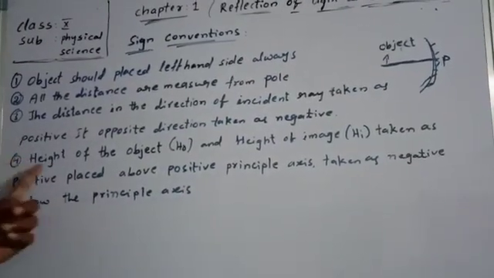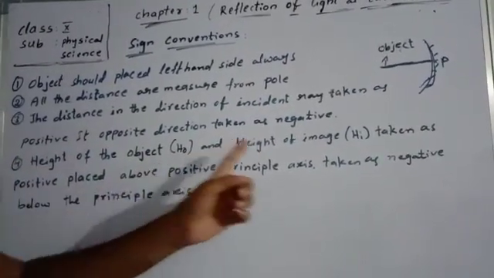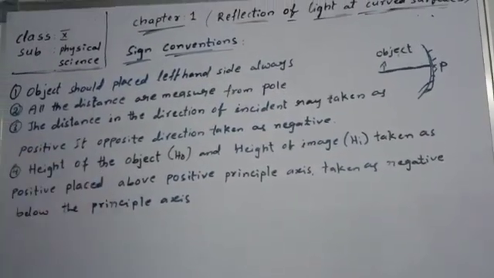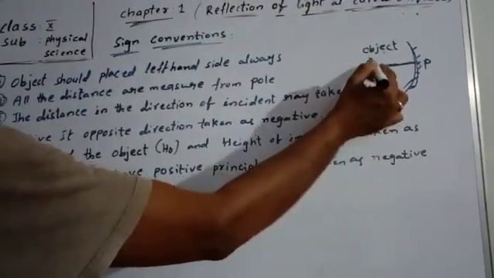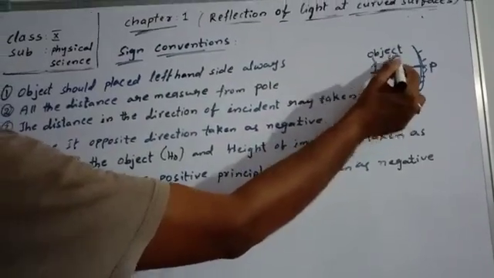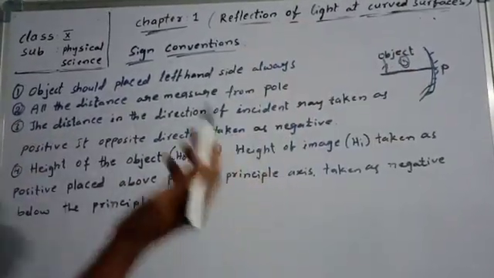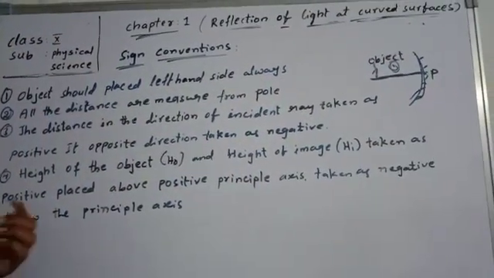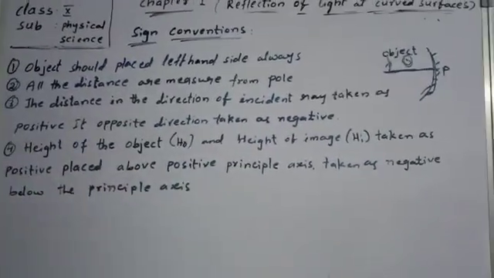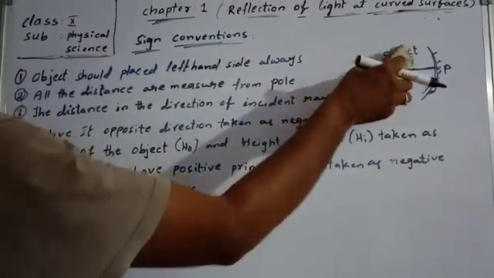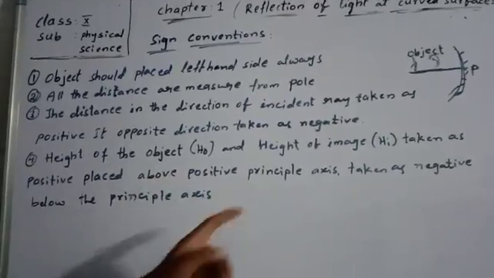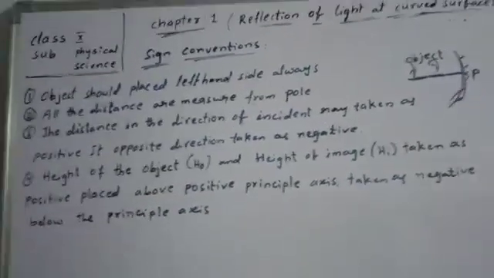Coming to the fourth point: the height of the object and the height of the image are taken as positive above the principal axis, and taken as negative below the principal axis.